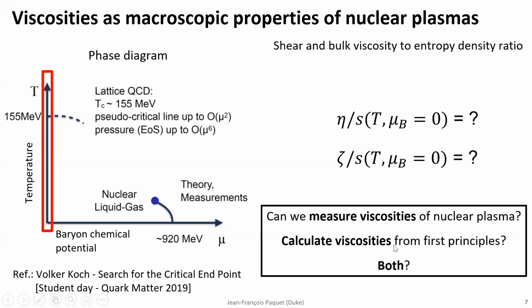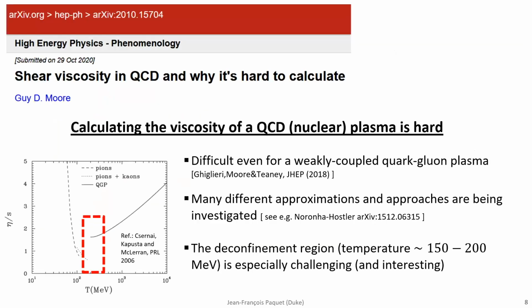Now, what I'm going to describe is an attempt, in a sense, to measure the viscosity of a nuclear plasma, the viscosity of QCD, using heavy ion collisions. Of course, we'd also like to be able to calculate it from first principles and to compare. The reason that we want to do both is that those are not exclusive in any way. Now, the viscosity is quite difficult to calculate from first principles.